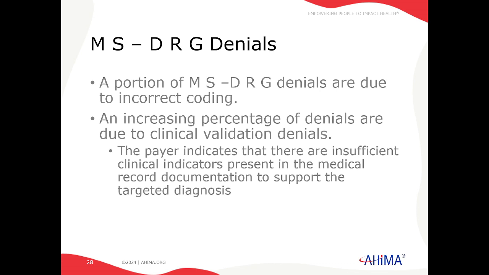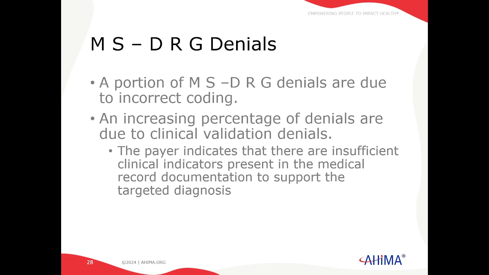Next, we have MSDRG denials. Now, we've seen a rise in this in the past years. A portion of the MSDRG denials are due to incorrect coding. Again, make sure principal and secondary are correct. Code first, all those conventions that you learned in 1400.